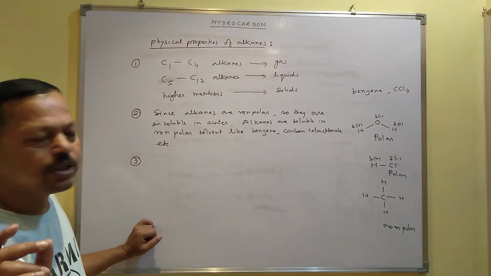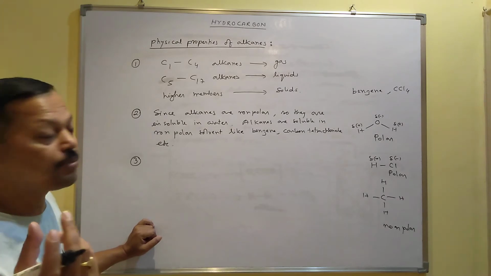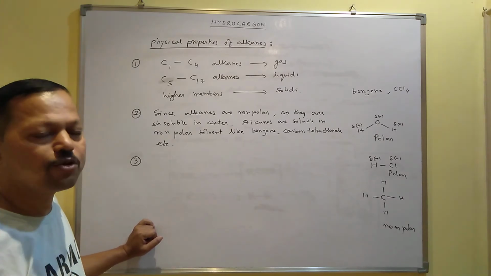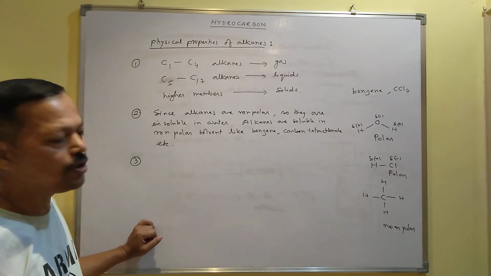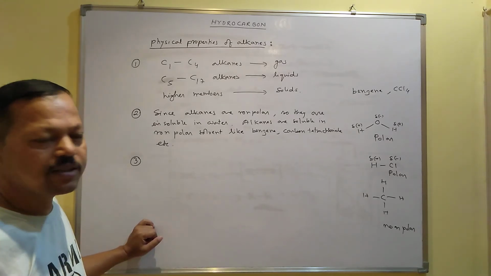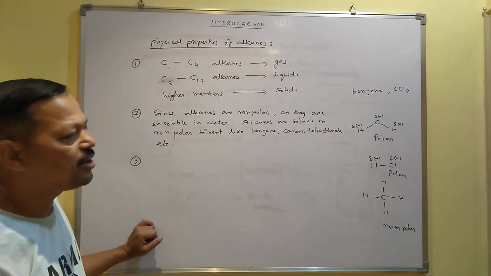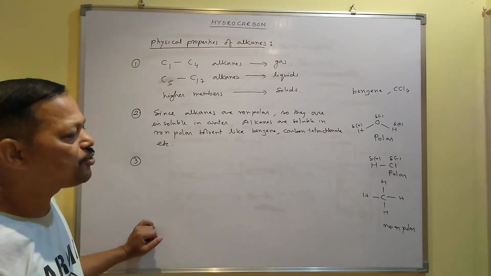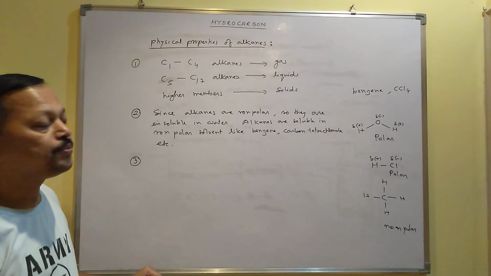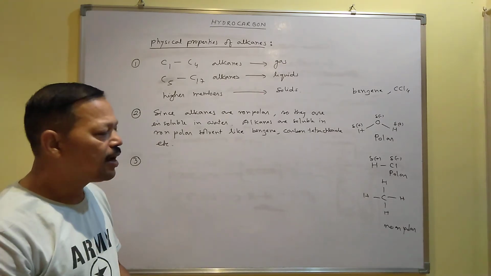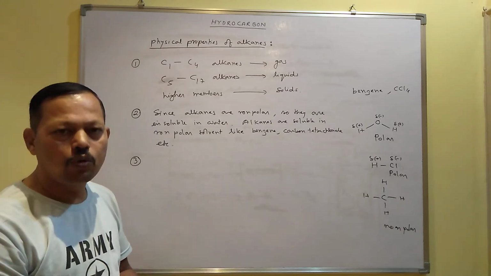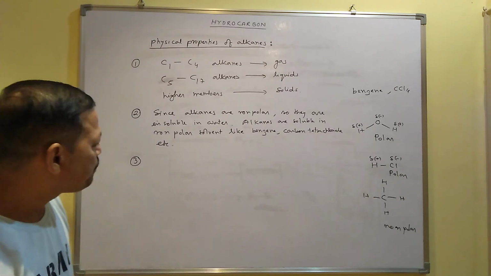Actually, alcohol, due to its polar character, can form hydrogen bonding between the molecules, and those organic compounds which can form hydrogen bonding always have a higher boiling point. And in alkane, since there is no such electronegativity difference, since alkane is non-polar, alkane cannot produce any kind of hydrogen bonding, and that is why the boiling point of alkanes is comparatively low.